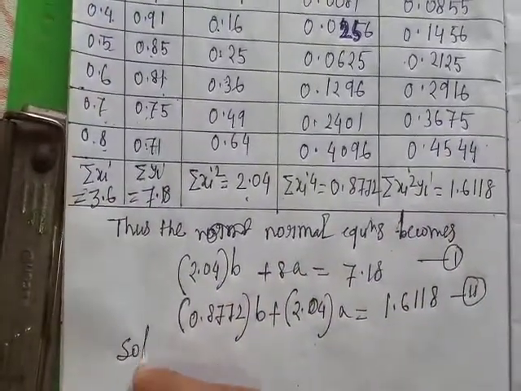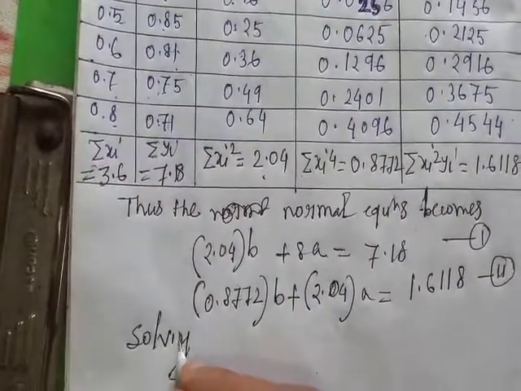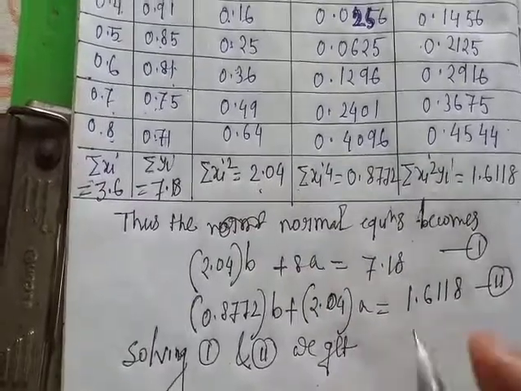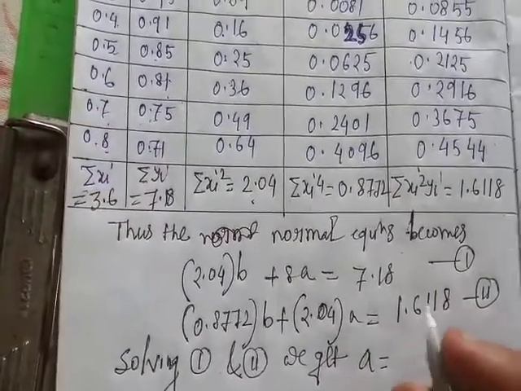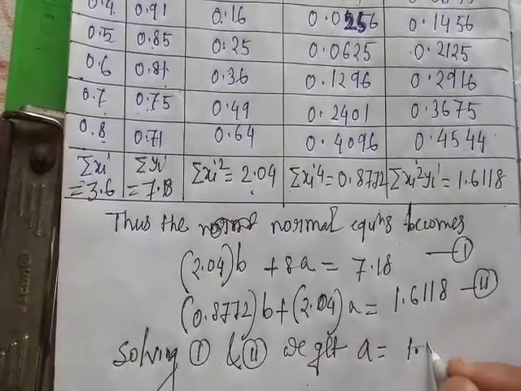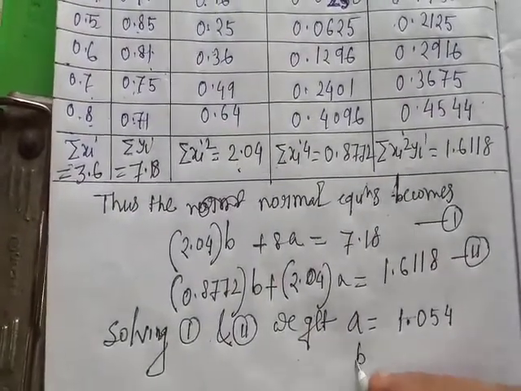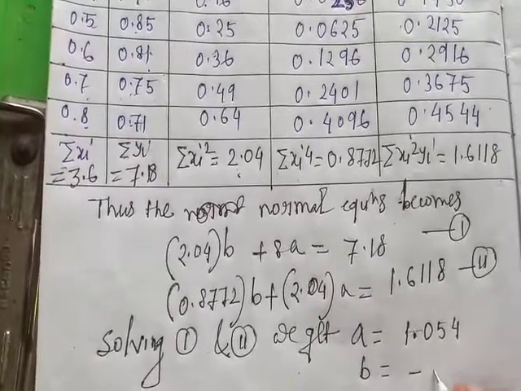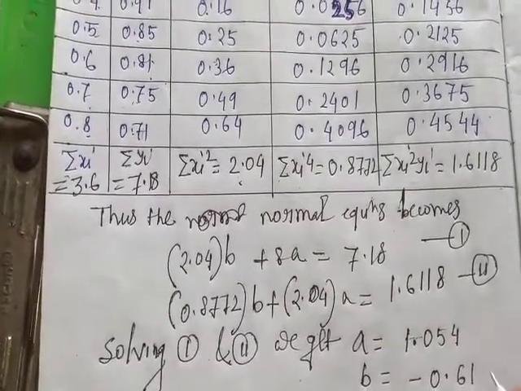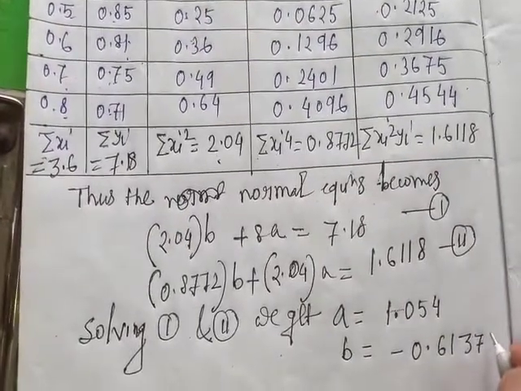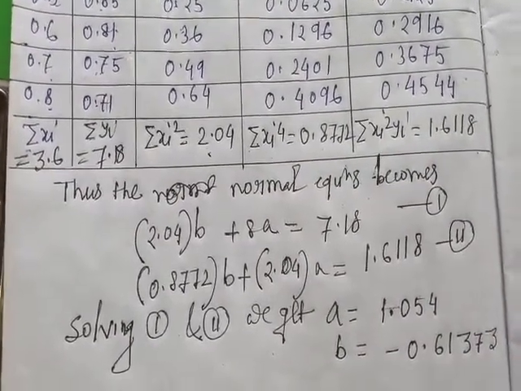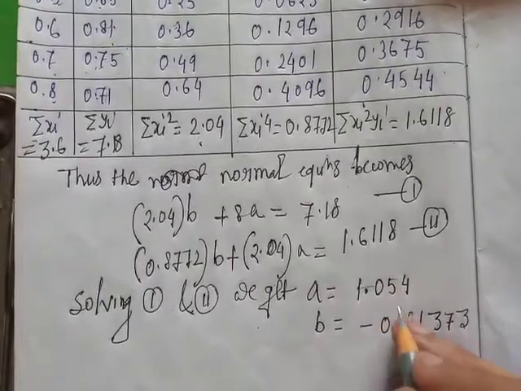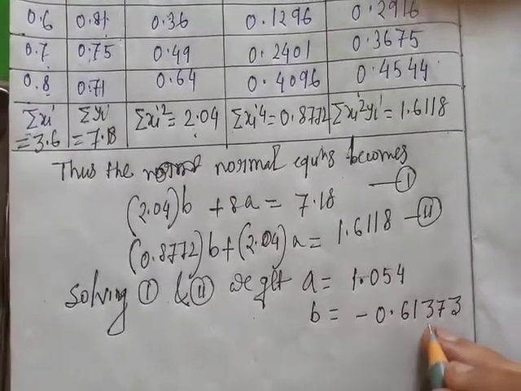Solving equations 1 and 2, we get the value of a equal to 1.054 and the value of b equal to minus 0.61373.